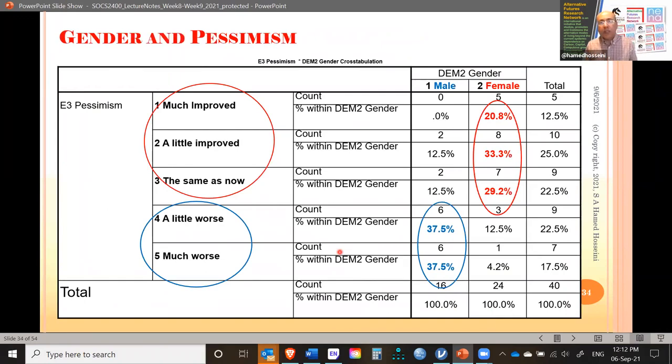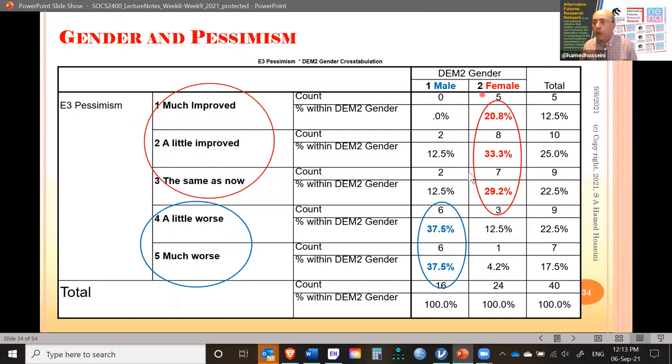Okay, now look at this one, for instance, gender and pessimism. Again, we treated pessimism as continuous, but now, because it's ordinal, we can sometimes treat it as categorical, as nominal or ordinal. So in this case, again, chi-square. It could be a frequency table, one way of showing the relationships. You can see that I have made this red: a lot of women are saying the situation is going to be much improved, a little improved, or the same.